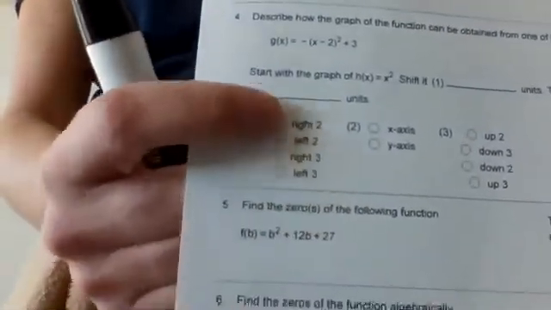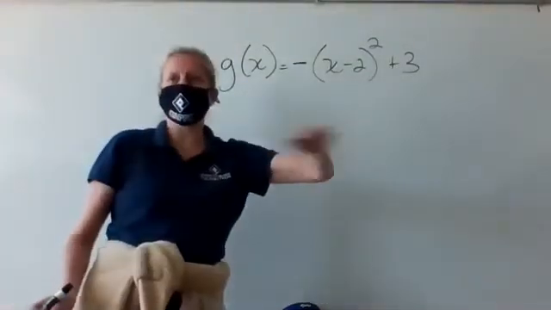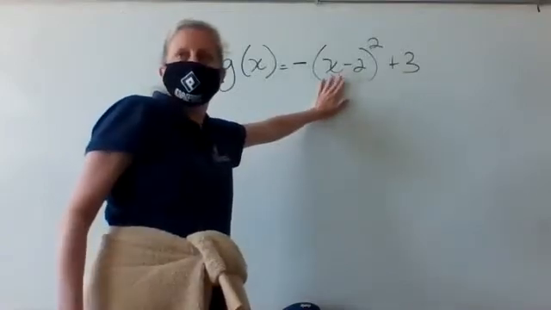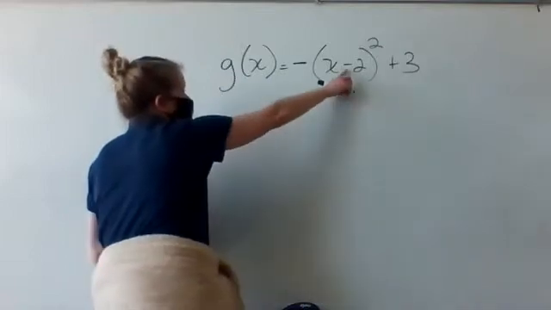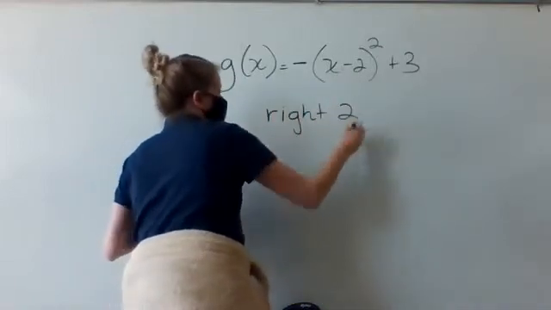Do you see how in the first drop down, they're all left and right options? Which means it wants to know which one is your horizontal shift, right? If your options are all left and right, you're looking in here for that. So since the minus 2, where does minus 2 on the inside tell me to shift it? To the right 2.